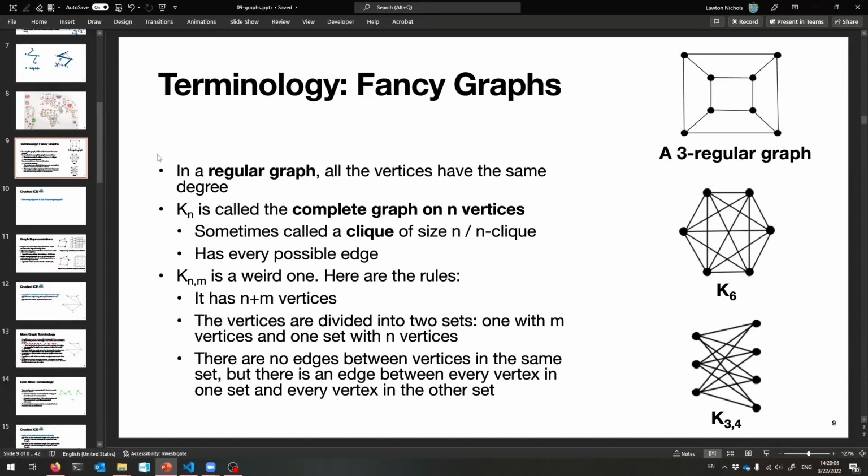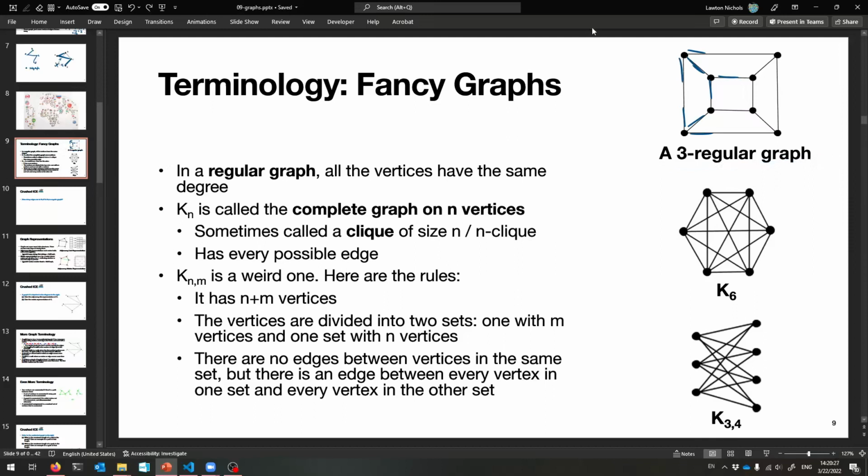So you can have a regular graph. Now that we know about all the terms that define these, we're ready. If you have a regular graph, that means that every vertex has the same degree. This vertex has degree 3. This vertex also has degree 3. This vertex has degree 3. It has 3 neighbors, right? All of them have 3 neighbors. So this is called a 3-regular graph. That's not too bad, I hope.